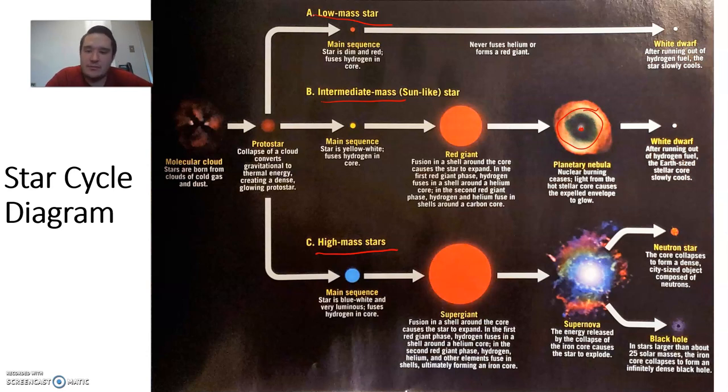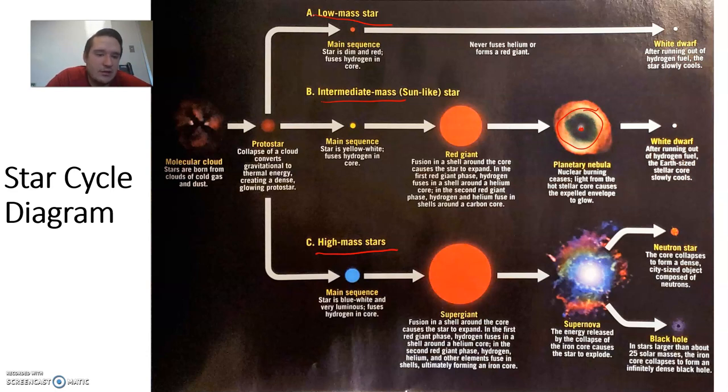Then we have a high mass star. These are going to be blue and white and very luminous, and they're going to burn very, very quickly. When this happens, they're going to become a supergiant. Fusion in a shell around the core causes the star to expand. In the first red giant phase, hydrogen fuses in a shell around a helium core. In the second red giant phase, hydrogen, helium, and other elements fuse in shells, ultimately forming an iron core. And then we have a supernova.